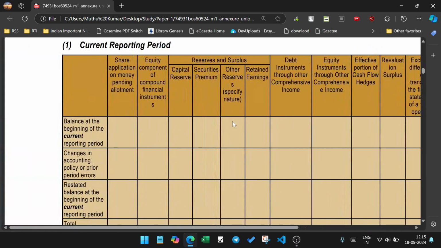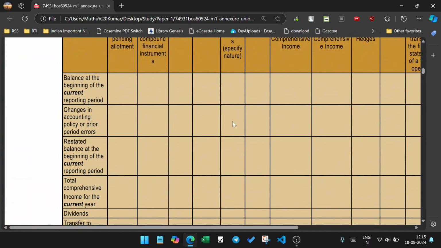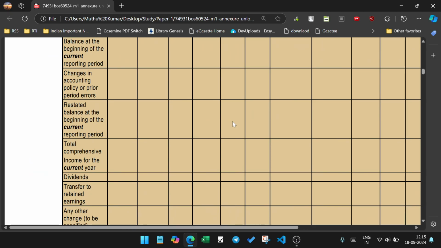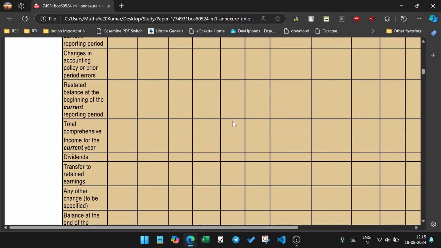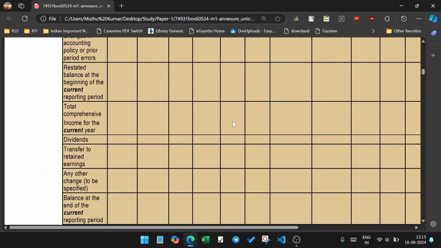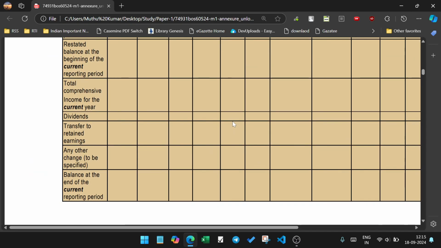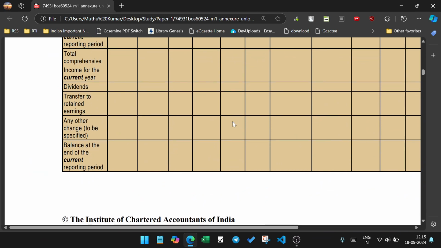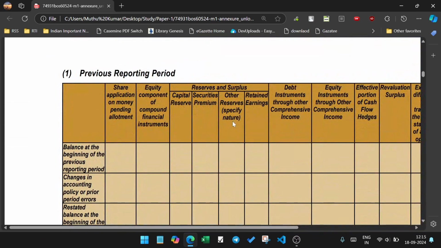share warrants, and total. Balance at the beginning of the current reporting period, changes in accounting policy or prior period errors, restated balance of the current reporting period, total comprehensive income for the current period, dividends, transfer to retained earnings, other changes to be specified, balance at the end of the current reporting period.